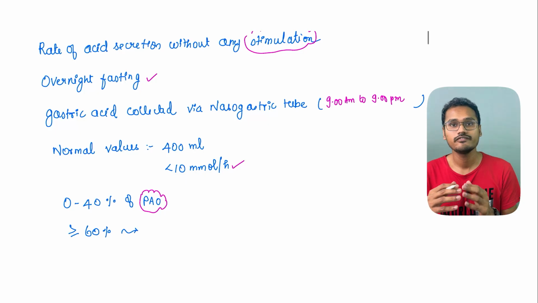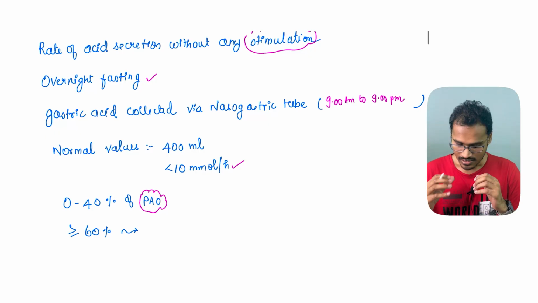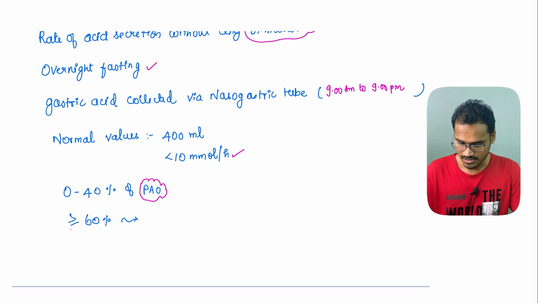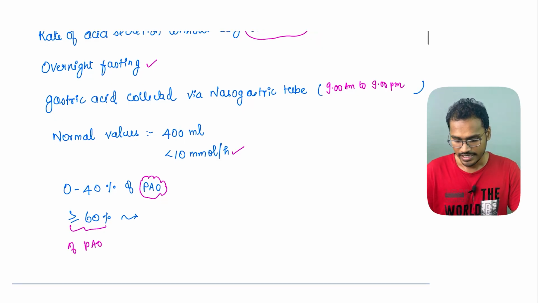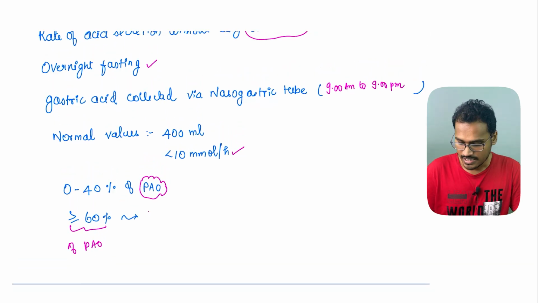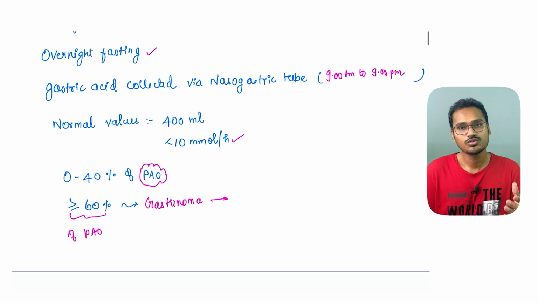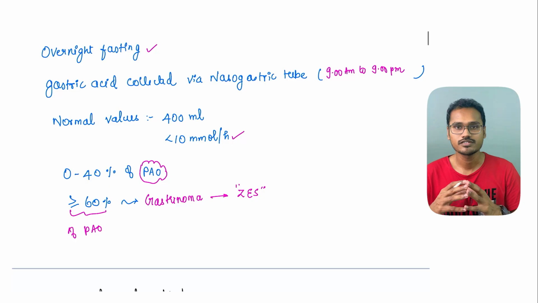But in a patient, if the basal secretion is really high, and we have already discussed some of these syndromes in previous videos, if the basal output goes beyond 60% of the peak acid output, it means this patient has excessive secretion of gastric acid. This can happen in a tumor called gastrinoma, which you might know is also called Zollinger-Ellison syndrome. We have discussed the syndrome and what gastrinoma is in the previous videos.